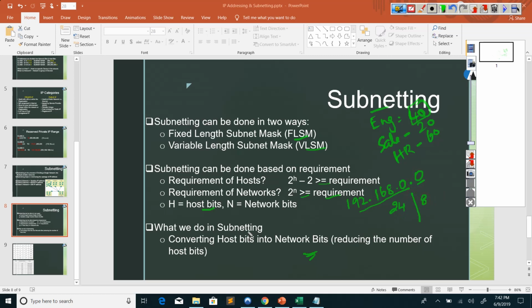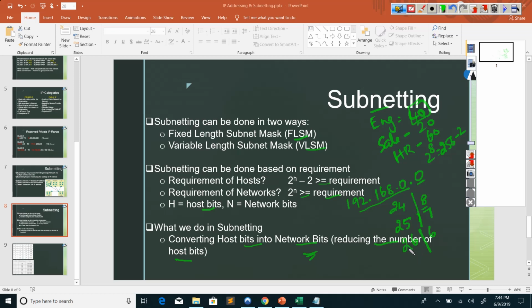So in subnetting, if I use 8 bits as host bits, how many IPs will I get? 2 to the power of 8, which is 256 IPs, minus 2, so 254 IPs. But my requirement is only 4, so I don't want 2 to the power of 8. So I am going to reduce the number of host bits. I can make the network bits 25 and the host bits 7, so I get 2 to the power of 7 IPs. Otherwise I can move further down: 26 network bits and 6 host bits. That is the point: converting host bits into network bits, reducing the number of host bits. That makes the subnetting according to your requirement.